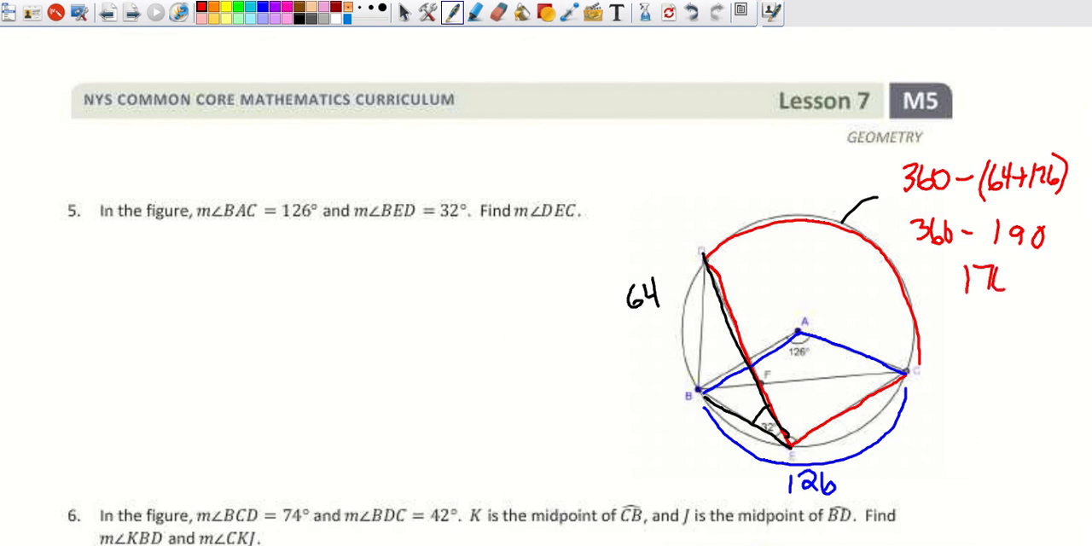Which it is. Which it is not. So this angle is inscribed to that 170-degree arc. So the measure of angle DEC is 170 divided by 2, which is 85 degrees.